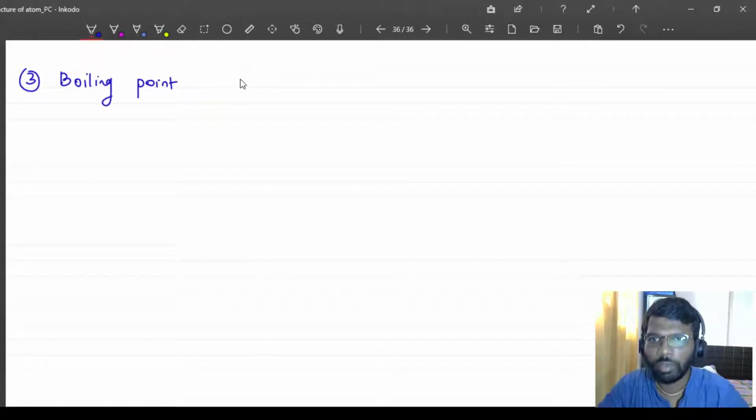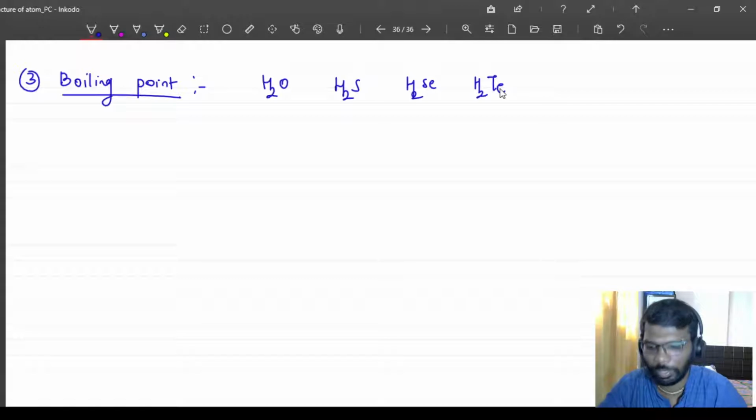Boiling point of hydrides, that is H2O, H2S, H2Se, H2Te. These are the hydrides of group 16. And on what factor does the boiling point depend?